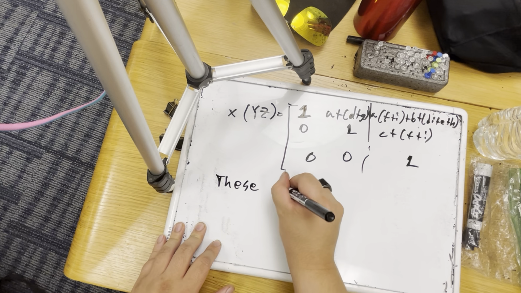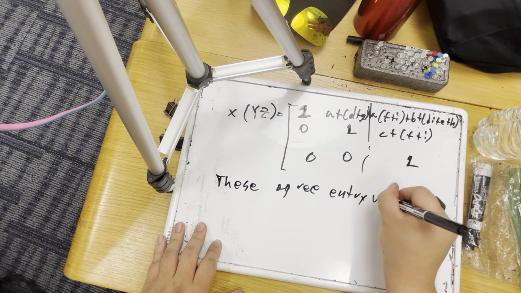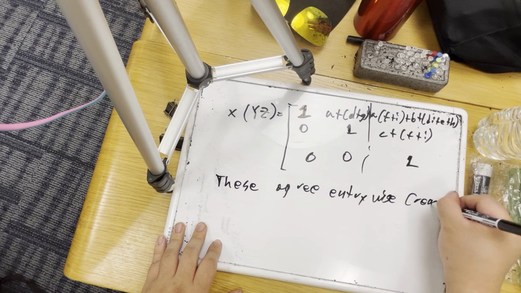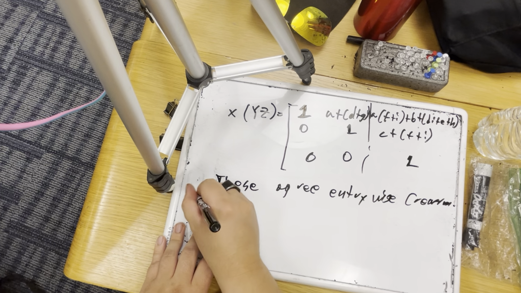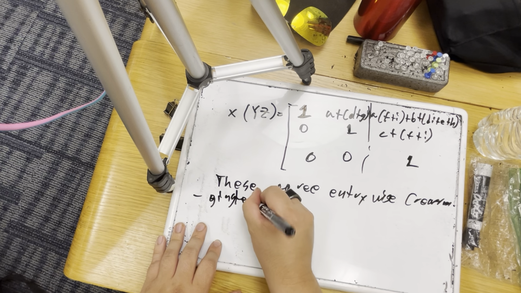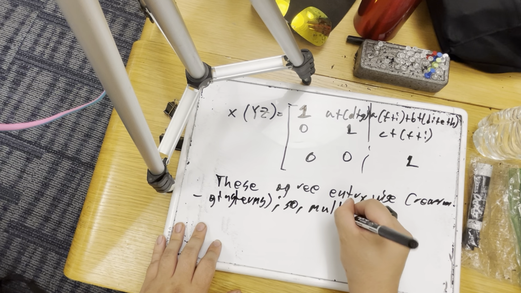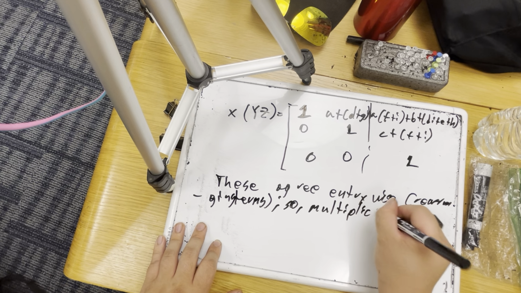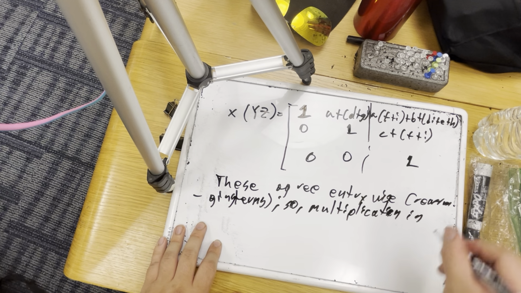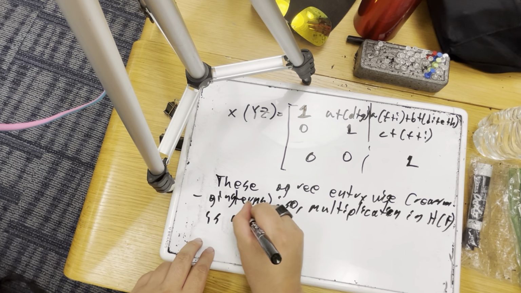So these agree entry-wise, under rearranging terms. So multiplication, almost out of time, but in H over F is associative.